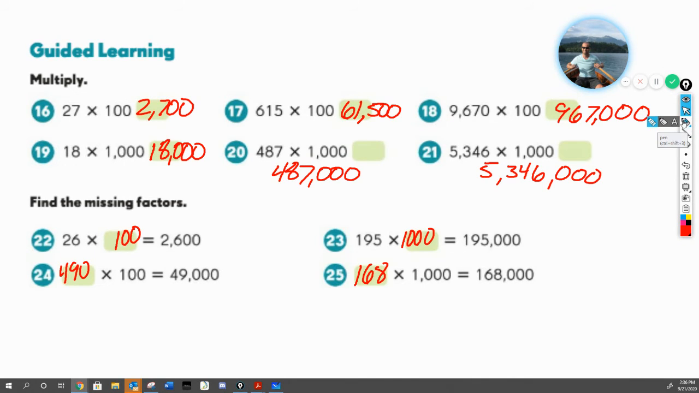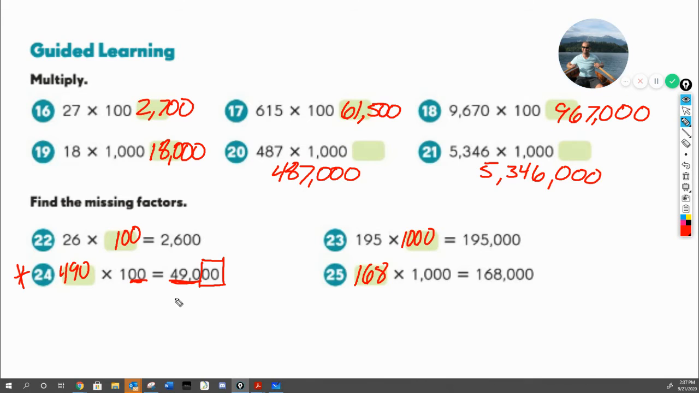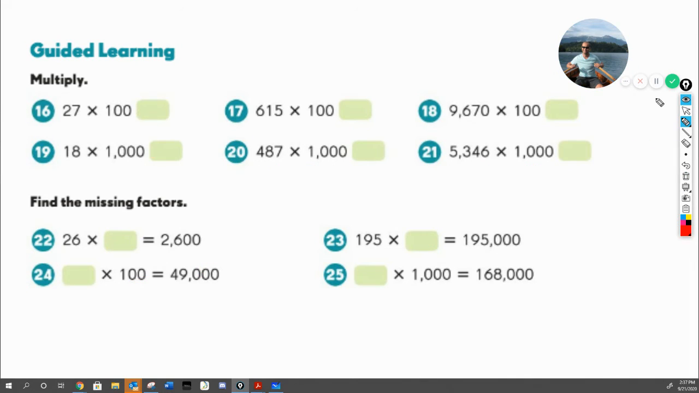All right, how do we do? The only one that I thought was a little bit funky was this one right here. When you're multiplying by 100, that accounts for those 2 zeros, but you still had 490, so don't forget that little monkey right there. A little bit sneaky, but I trust that you got it. All right, next page. Let's do this.